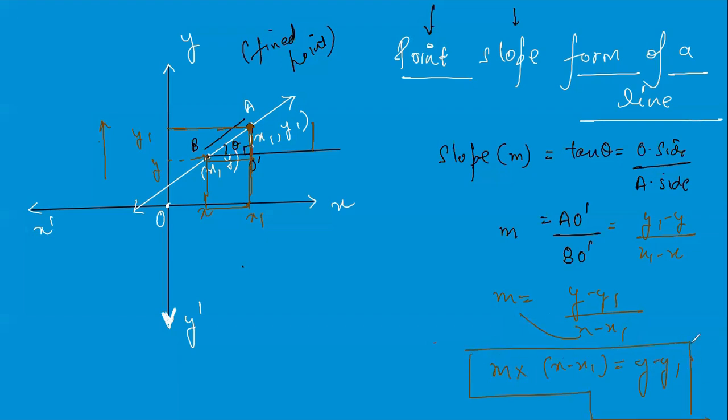Point slope form requires the slope and a fixed point, which is the A point. B is not the fixed point. I have taken B as a random point on the line. If you find out the equation, this is the equation of a straight line in the point slope form when you have a single point, and this is verified for any point that you can take on a straight line, any point, right?